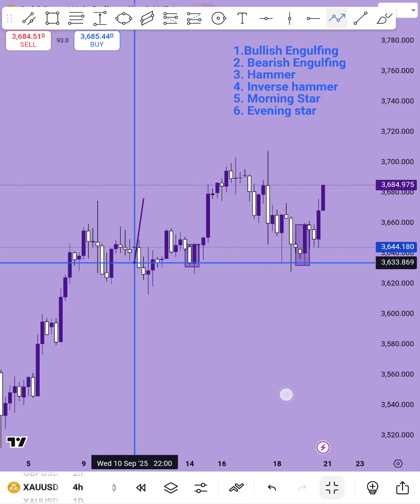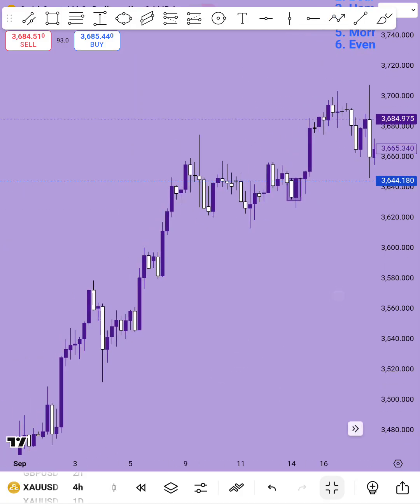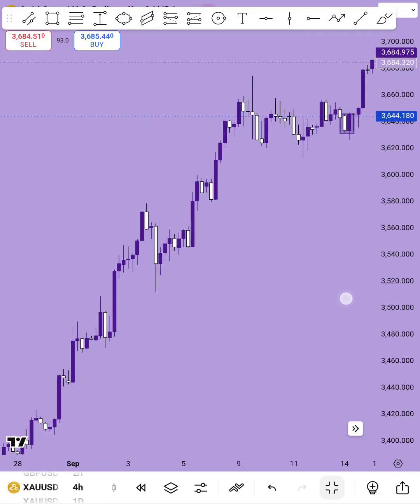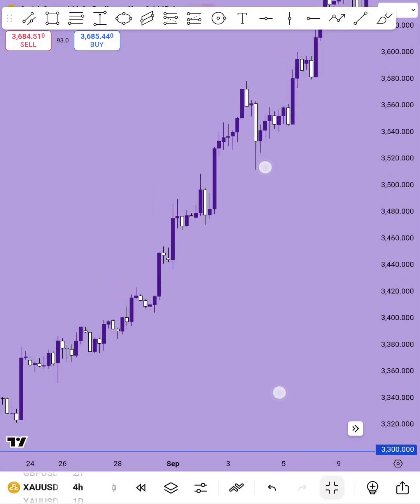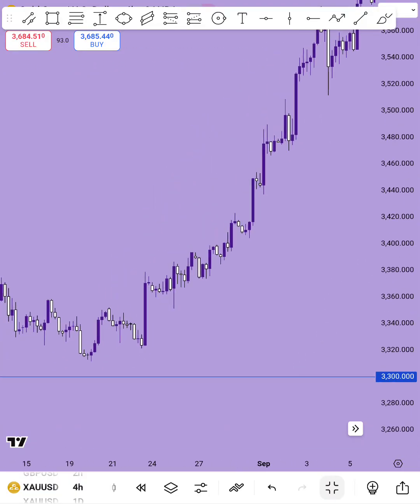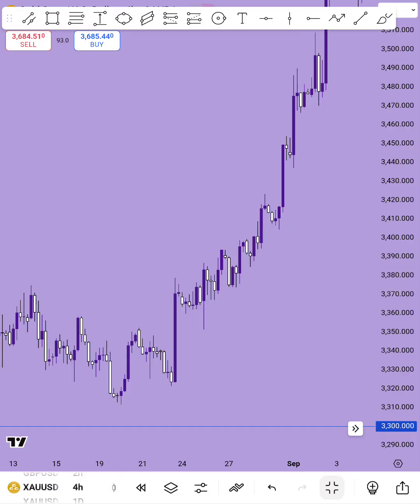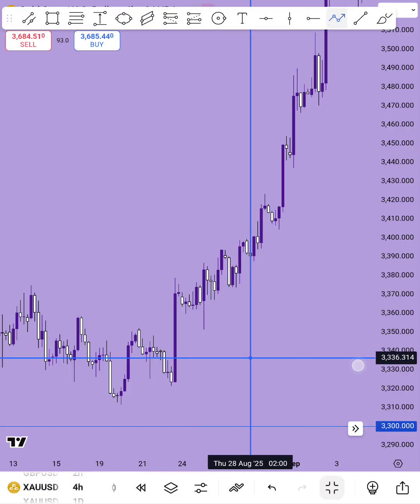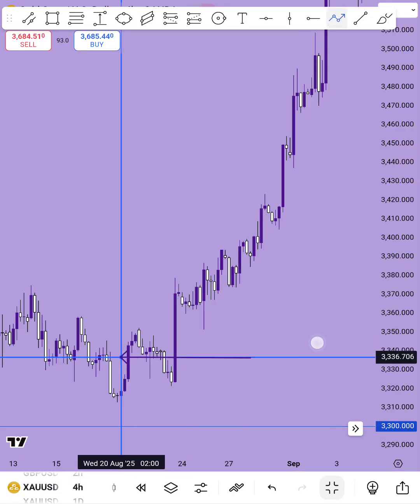I want us to look for another inverse hammer. By the way, this is a gold chart. I'm using the gold chart as an example. Now we found the inverse hammer. Now this is an inverse hammer.